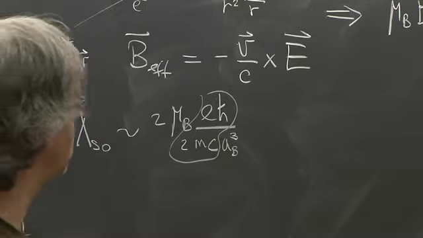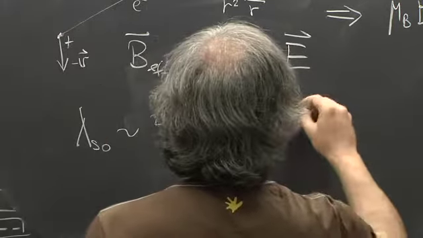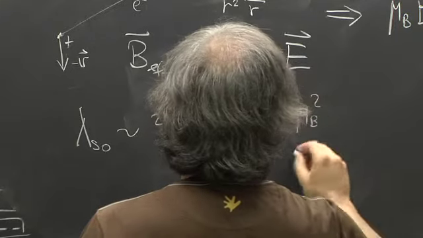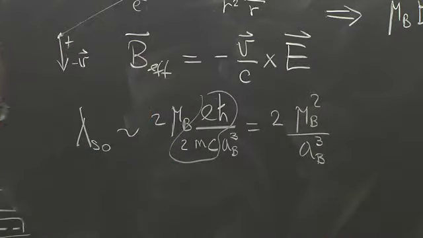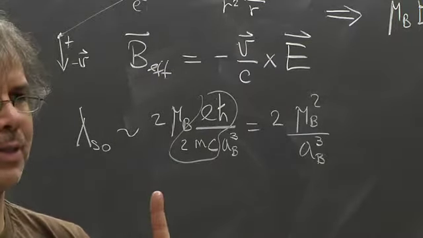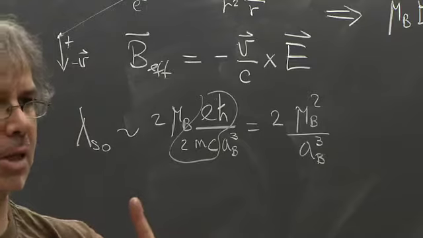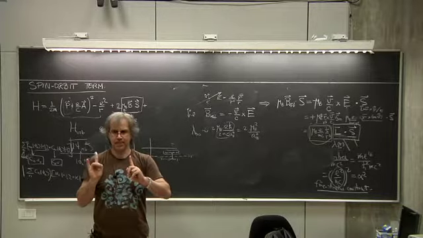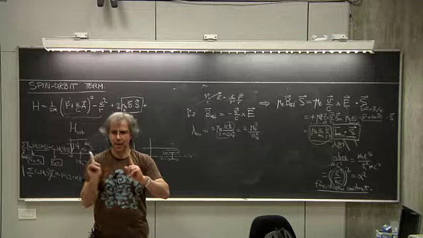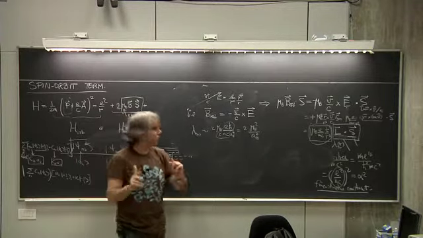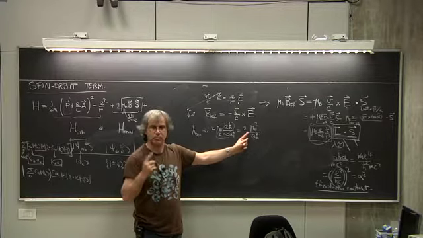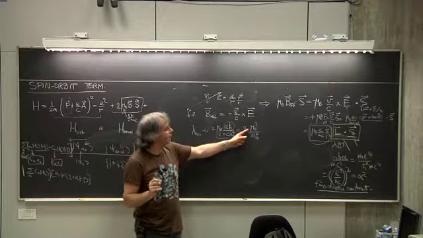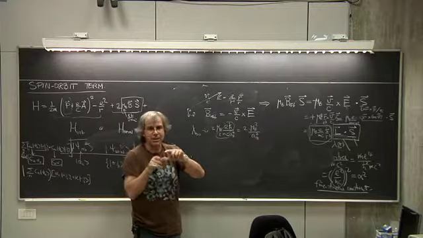E H bar over 2mc is the Bohr magneton. So this thing is just 2 times the Bohr magneton squared divided by the Bohr length cubed. Okay? Now, if I have two magnetic moments interacting at a distance a_B, they interact with a magnetic dipole interaction, which would have exactly this energy, order of magnitude, okay? So these are like two Bohr magnetons interacting at a distance a_B.